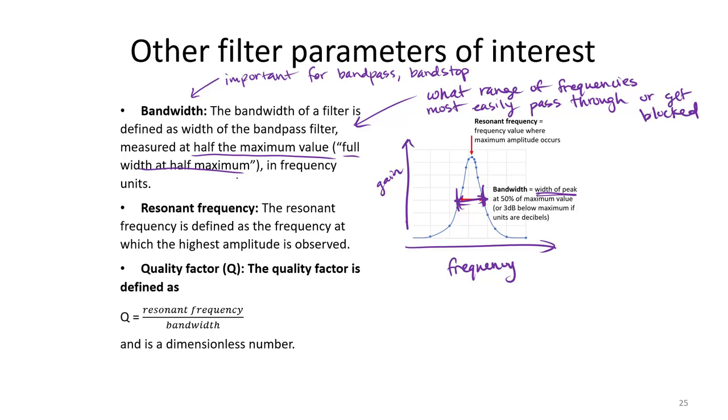Typically, we want our bandwidth to be relatively small. If our bandwidth is too wide, then we might allow undesired frequencies to also pass through, which defeats the purpose of the filter.